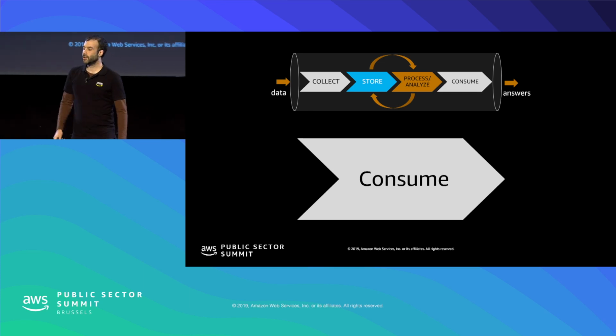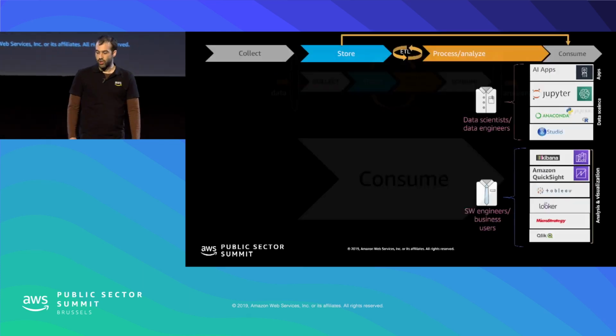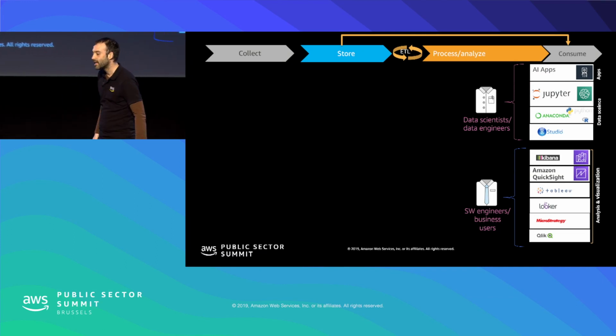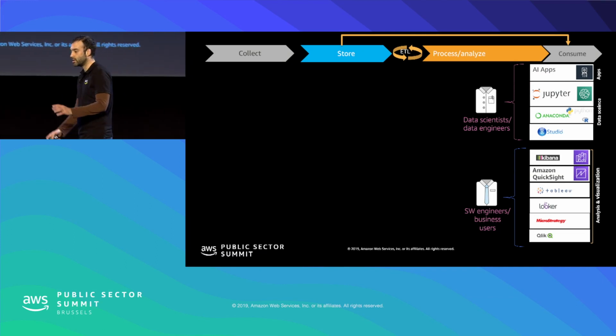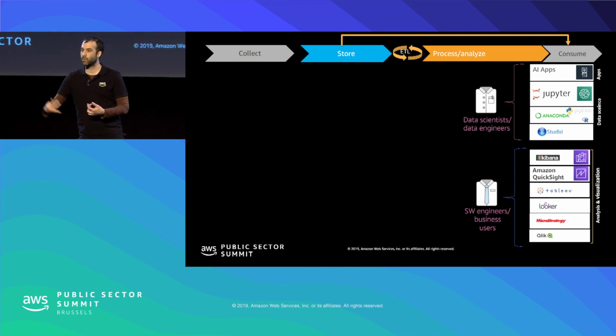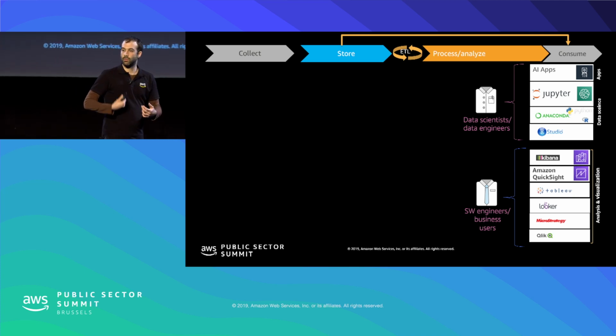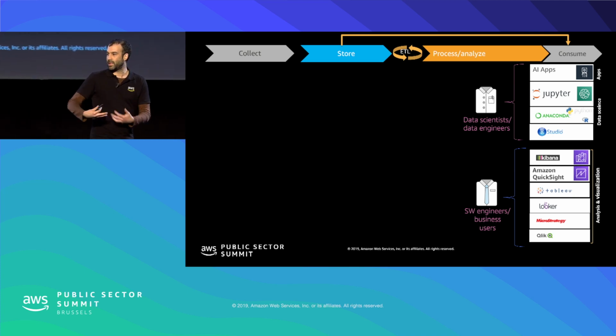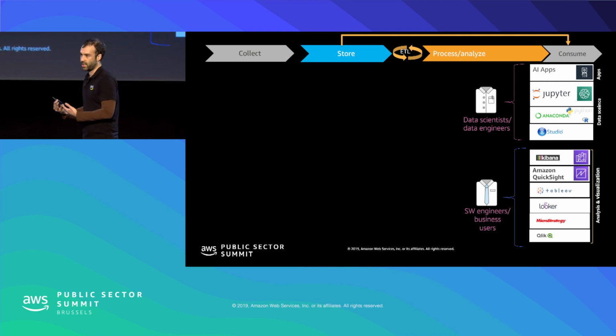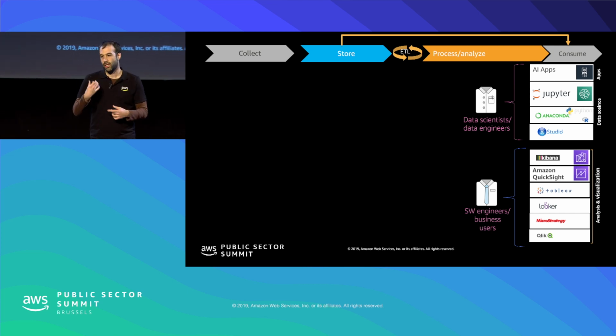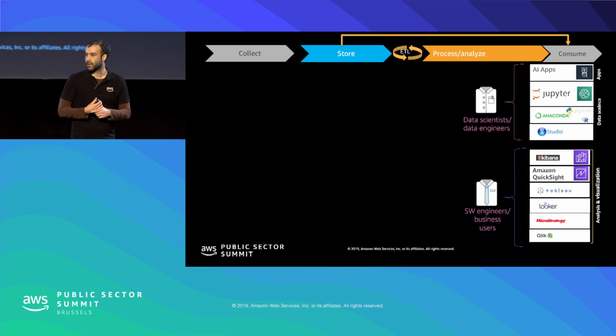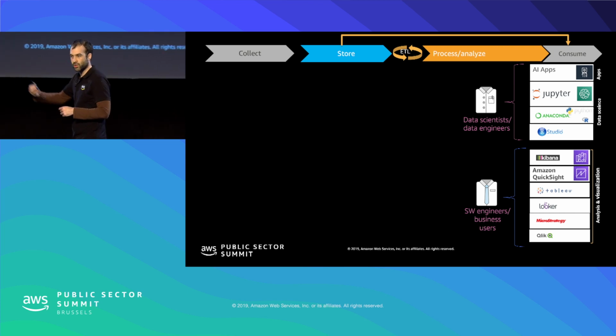OK, moving to consumption. When it comes to consumption of the data, which is kind of our last step, I see two main categories. One category is really those business users that want to make sense of the data. The services there are visualization applications like Tableau, or Amazon QuickSight, which is our fully managed business intelligence tool. And also Kibana. Kibana will allow you to run visualizations in front of Amazon Elasticsearch.